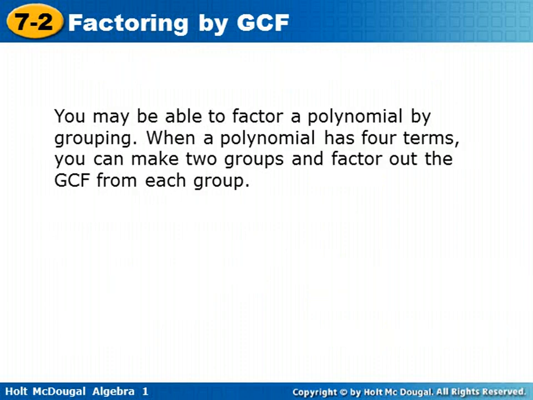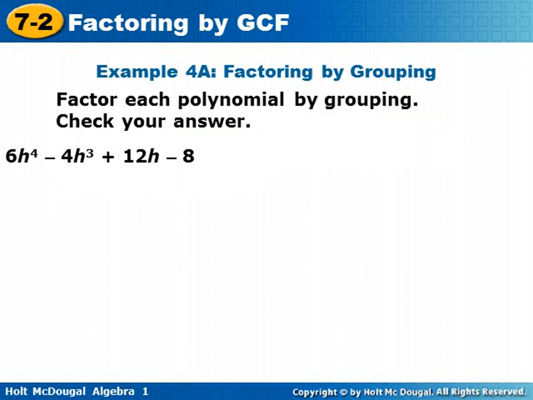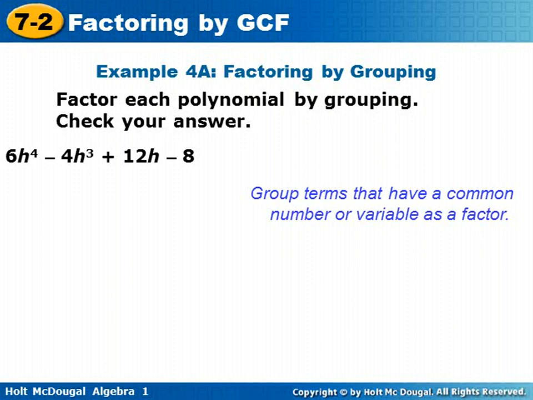You may be able to factor a polynomial by grouping. When a polynomial has 4 terms, you can make 2 groups and factor out the greatest common factor from each group. For example, if you had 6h to the 4th minus 4h to the 3rd plus 12h minus 8, you could group terms that have a common number or variable as a factor. So 6h to the 4th minus 4h to the 3rd plus 12h minus 8.